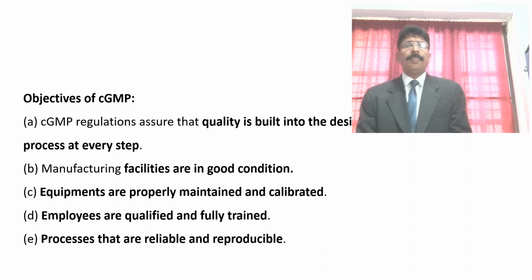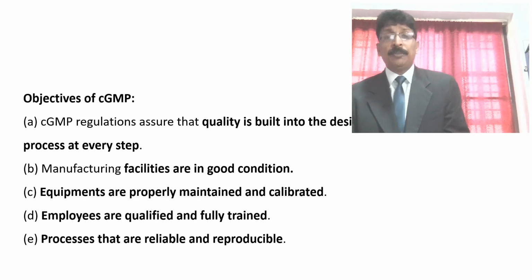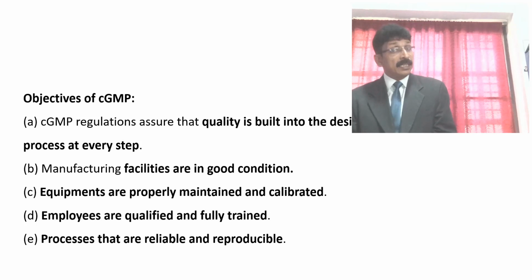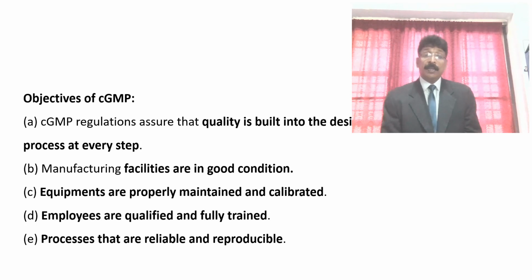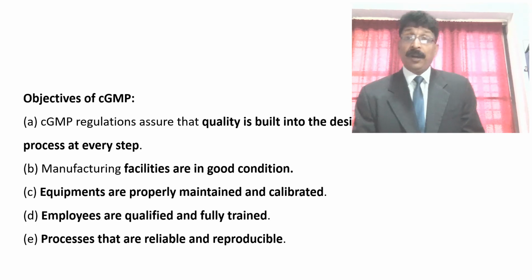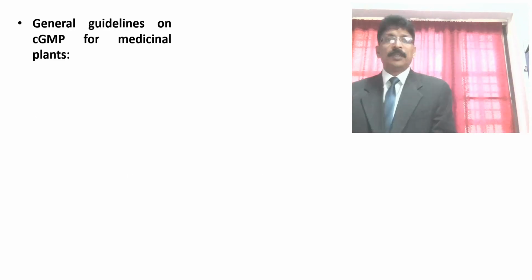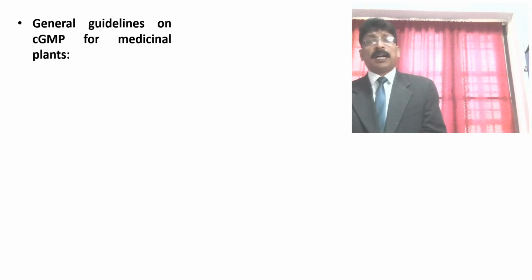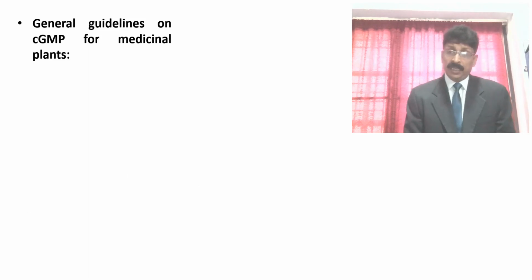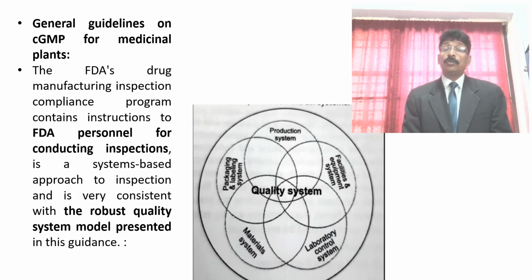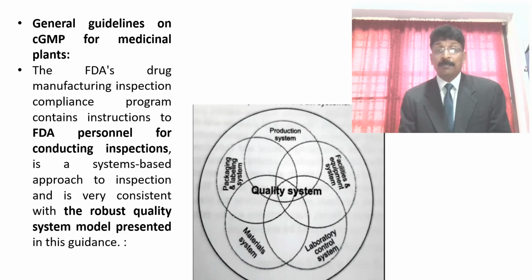So, the objective of good manufacturing process is, on the whole, quality built into the designed process step by step, manufacturing facilities in good condition, equipment properly maintained and calibrated, employees qualified and fully trained, processes that are reliable and reproducible. So generally, for the guidelines of current good manufacturing process for medicinal plants, the students can remember these 6 channels which I have shown in the picture.